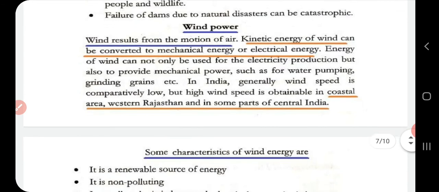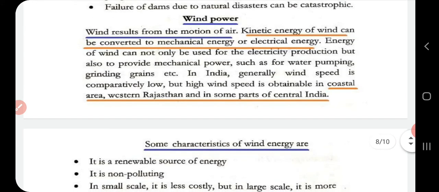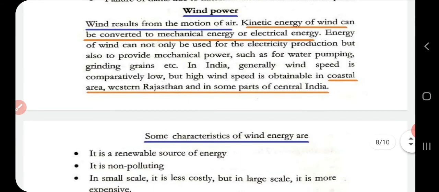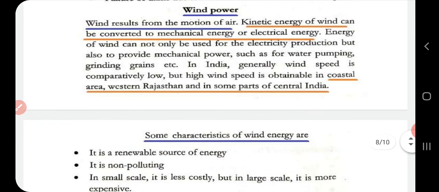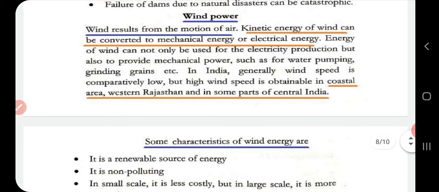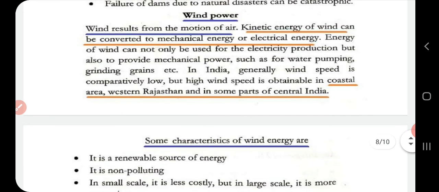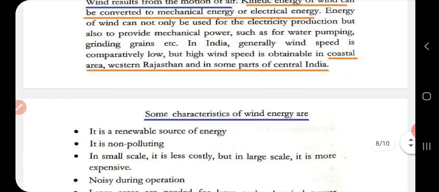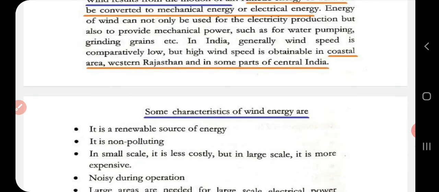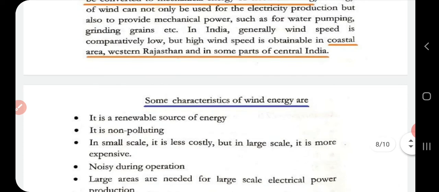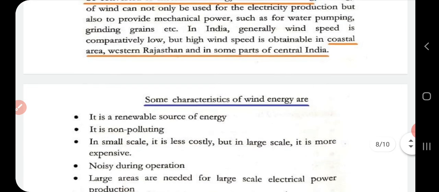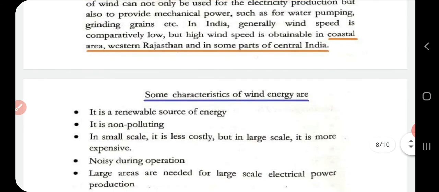Then the last section is wind power. As you already know, wind results from the motion of air. The kinetic energy of wind is converted into mechanical energy or electric energy, and that's how power is produced from wind. Energy of wind can not only be used for electricity production, but can also provide mechanical power such as water pumping, grinding grains, etc. In India, wind speed is generally low, but high wind speed is obtainable in certain coastal areas like western Rajasthan and in some parts of central India.